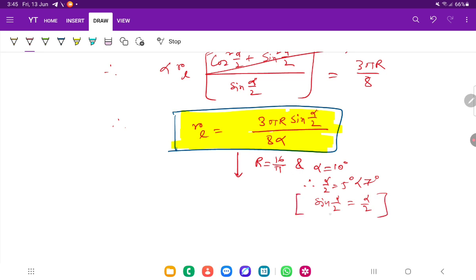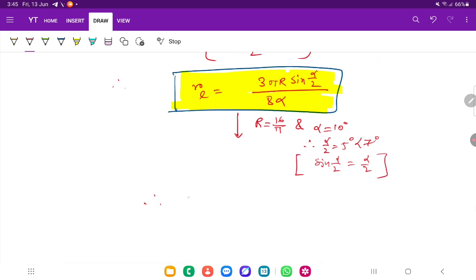So in this case, we'll get R, let's say now I'm writing RCM because we're solving for a particular case. So RCM is 3π into 16 upon π. Sine(α/2) we're writing as α/2, and here it will be 8α. So α α gets cancelled, 8 into 16 gets cancelled, π π gets cancelled. So RCM will be 3, and that will be the answer.